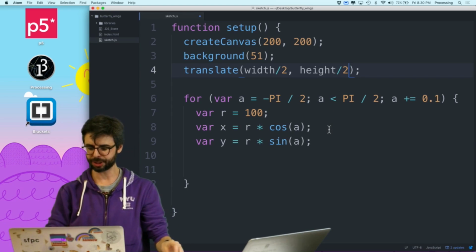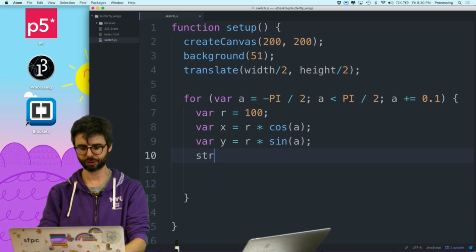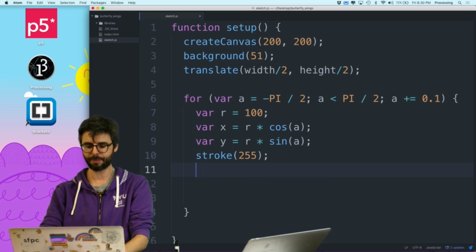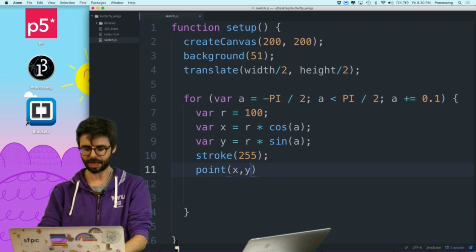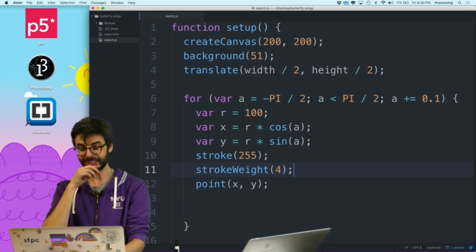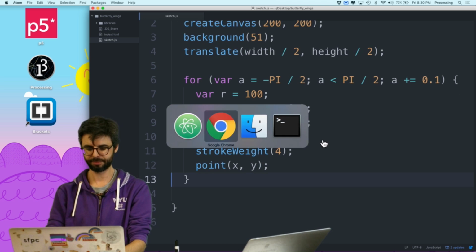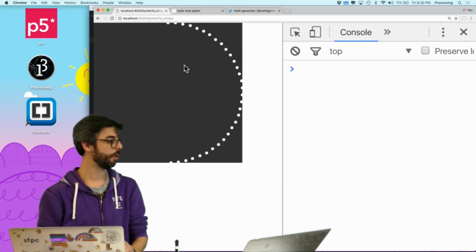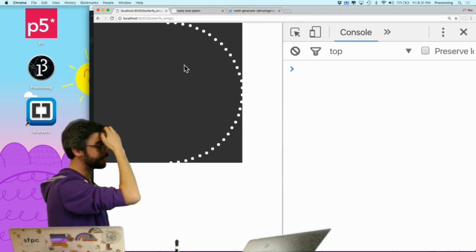Then I'm just going to draw a point. I'm going to say stroke 255, and I'm going to say point x comma y, stroke weight 2, 4. So let's just see what I get. There we go. So I now have that particular path.